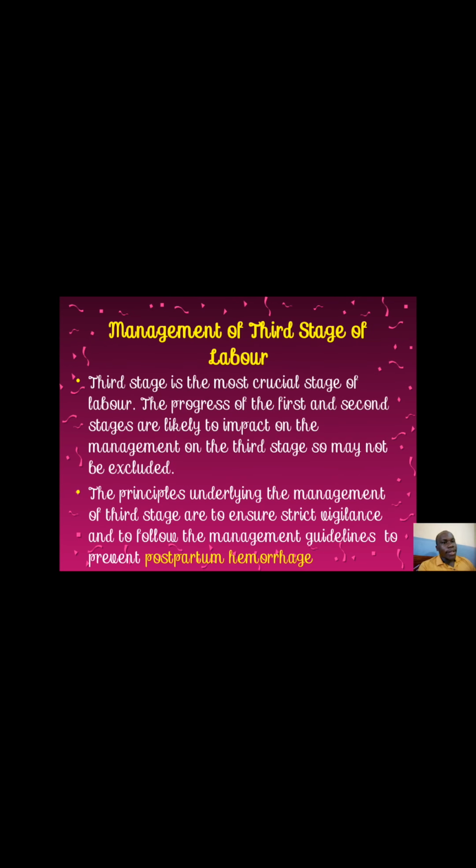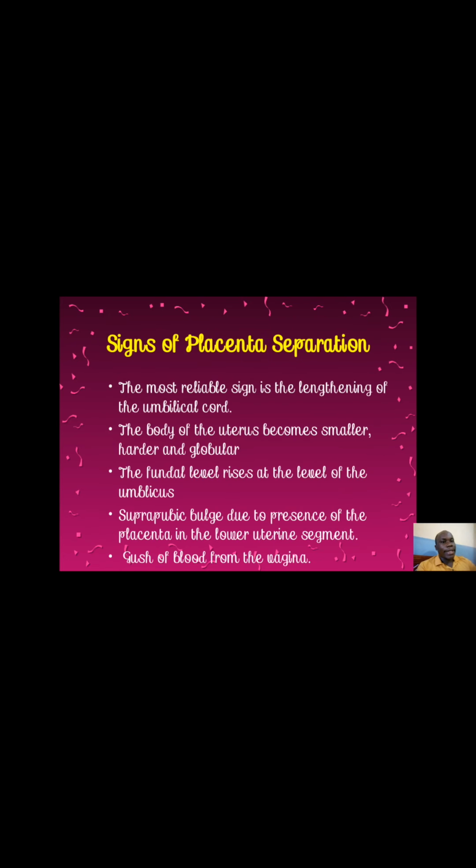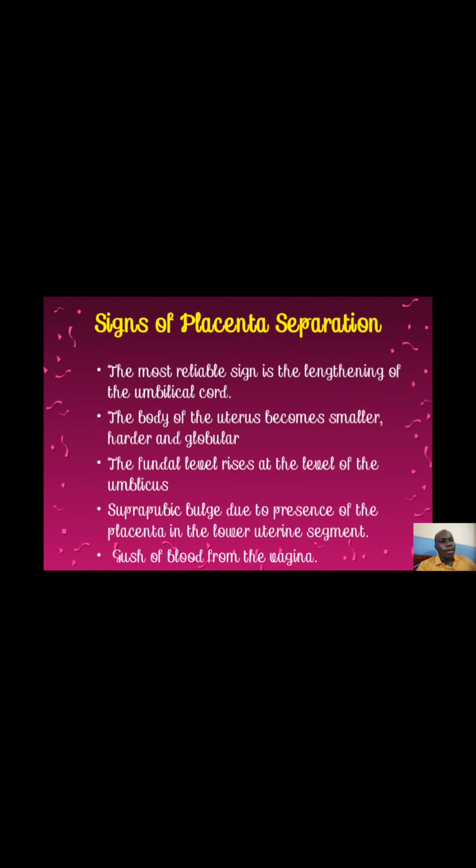Signs of placenta separation. Ni nini signs, kwamba ukiziona utasema kwamba hizi ni signs of placenta separation? The most reliable sign ya kwanza ni lengthening of the umbilical cord, kwamba baada ya kutenganisha kitovu cha mtoto, ile umbilical cord ambayo imebaki kwenye placenta after some time, hata baada ya dakika 5 utaona inazidi kuongezeka kwenye urefu. Hii ni kwa sababu placenta has been separated na imeanza kudescend. Kumbe increase in the length of the umbilical cord is a sign of placenta separation.